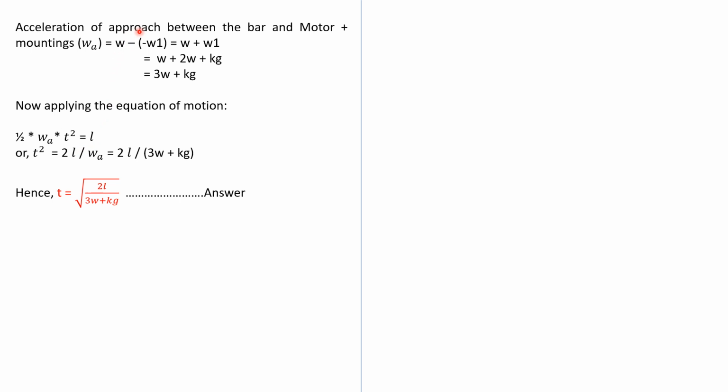So you should understand why we have taken acceleration of approach. You could have written it the other way also, like, okay, this bar has moved L1 distance in the x direction and the motor has traveled an L2 distance in the negative x direction, and L1 plus L2 is L, because after covering this distance they are colliding with each other. It is, in fact, the shorter version of writing this, that we take the acceleration of approach. So acceleration of approach means total acceleration towards each other is this. So in t time, what distance will it travel? The total distance it will travel, L. So half WA t square will be L, and then T will be this much. So this is your answer.